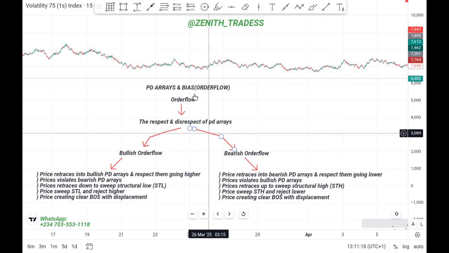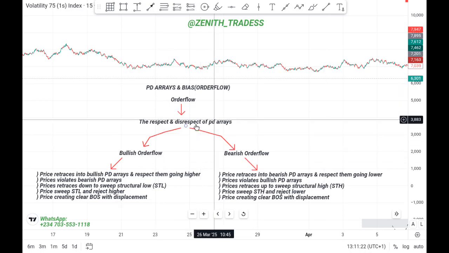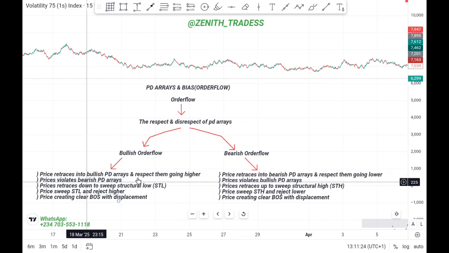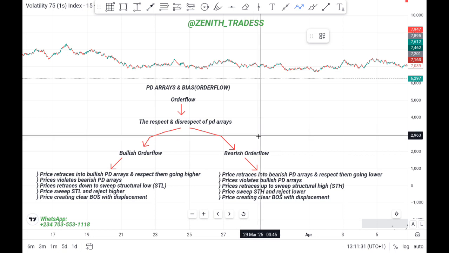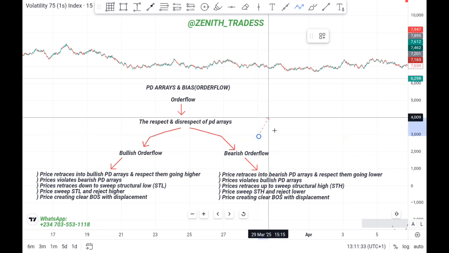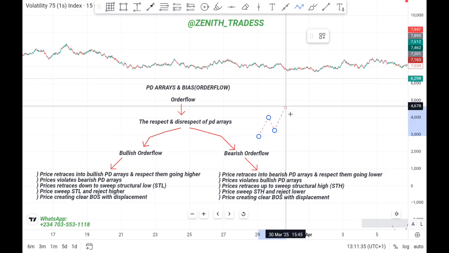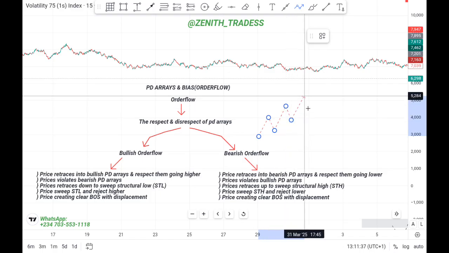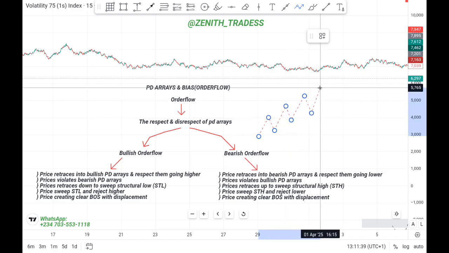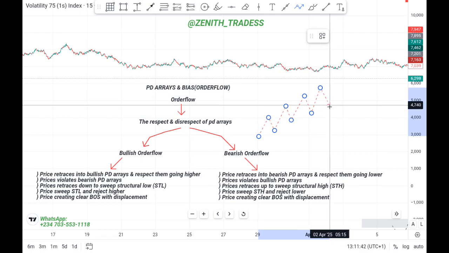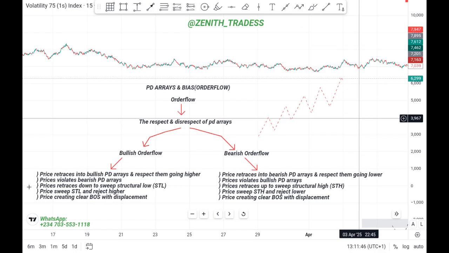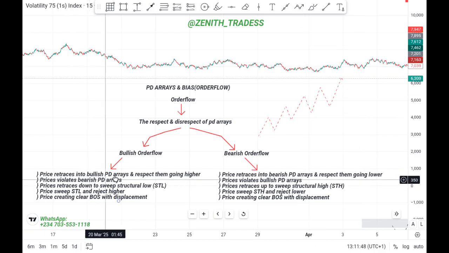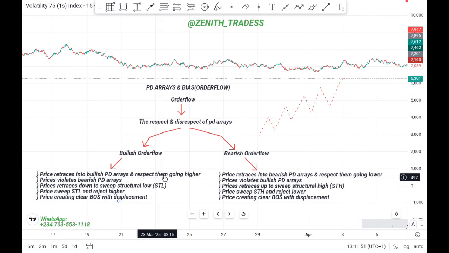So in a bullish scenario, price retraces into a bullish PDR and respects it, then goes higher. So in a bullish scenario, this way, price respects bullish PDRs and violates bearish PDRs, right? This is just a simple structure, bullish structure, right? So in a bullish scenario, price retraces into a bullish PDR and respects it going higher.